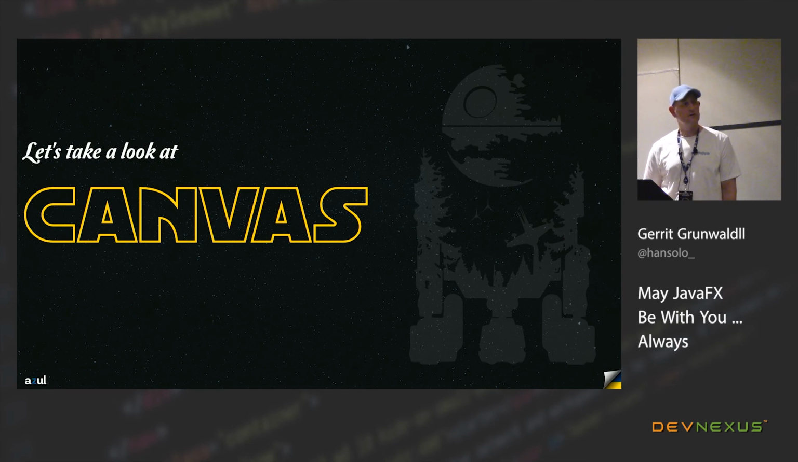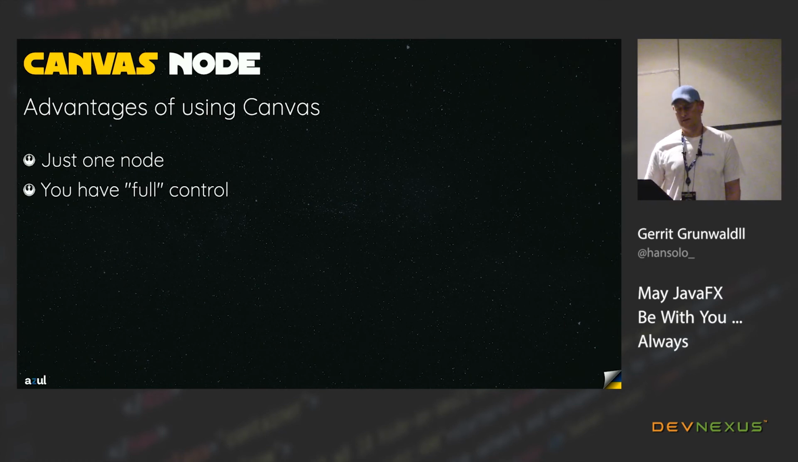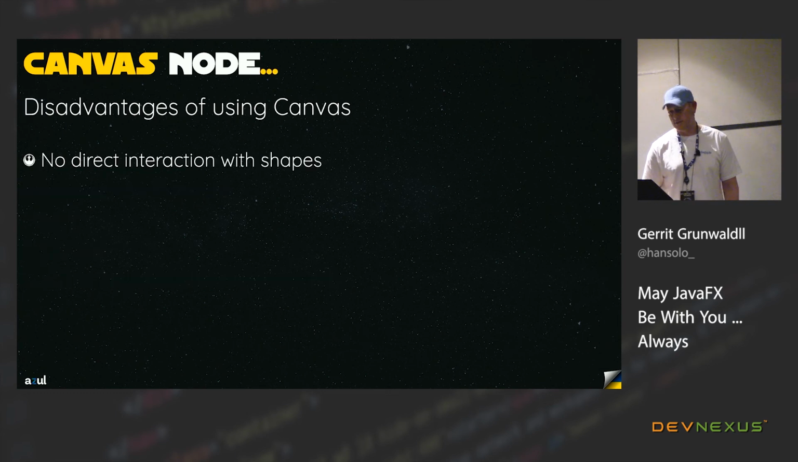And then I have a few words about Canvas for you. Who's using Canvas? Just one. This is the best thing in JavaFX. Man, it's just one node on the scene graph. You will see why I really love that stuff. You have full control. It's fast. It's flexible. It's 99% compatible with HTML5 Canvas, which is great because you can just copy code from the web and it runs on your FX application.